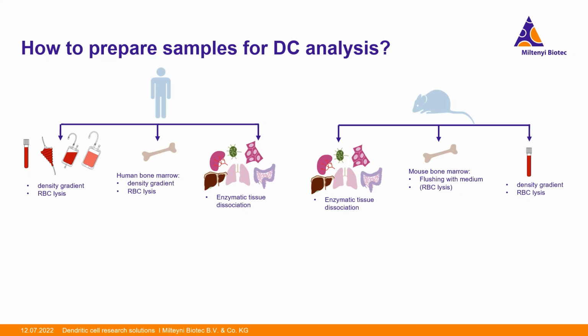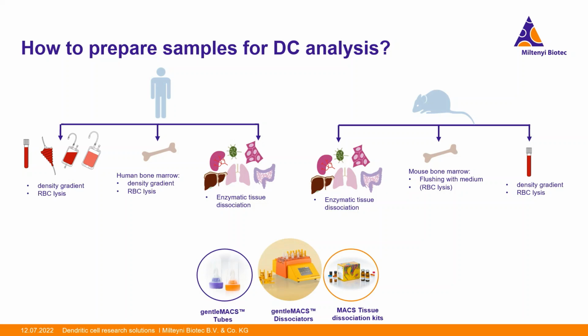Human bone marrow samples are usually purified by density gradient centrifugation and RBC lysis, whereas in mice, researchers usually use femurs and tibias and flush the bone marrow with medium or buffer. So the analysis of tissue-resident and infiltrating DCs is most complicated due to tissue-specific enzymatic digestion and dissociation protocols.